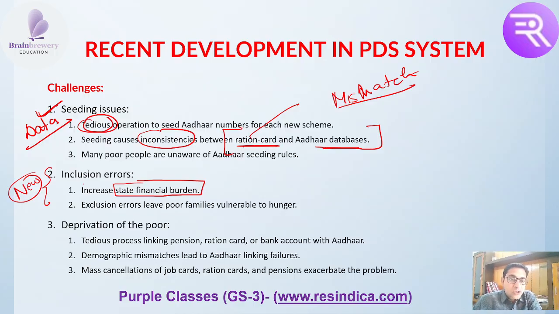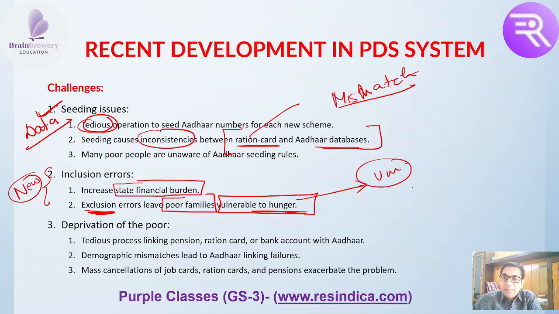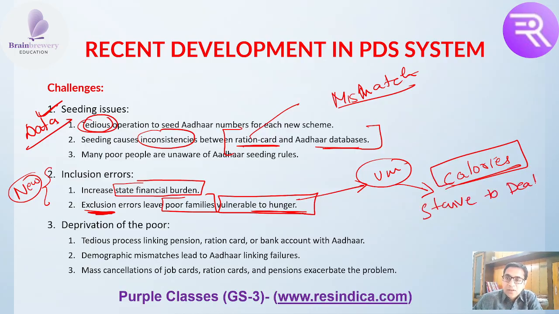If any exclusion happens, which always happens, it leaves poor families vulnerable to hunger. Because of this hunger they may suffer undernourishment, they don't have proper calorie intake, and because of that they starve to death. Okay, so inclusion error first needs to be tackled with the help of the local community, like the panchayati raj, the gram panchayat. The gram panchayat will help in exactly finding out who the poor families are, and first of all the targeting has to be done over there.